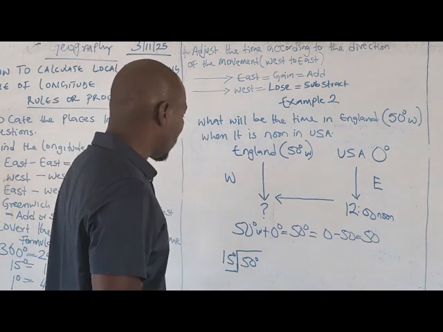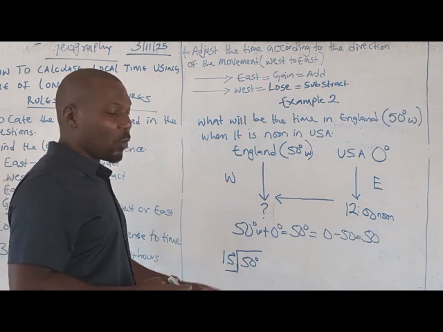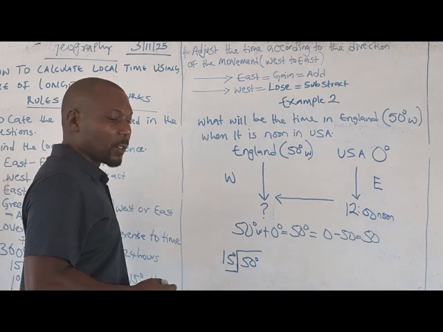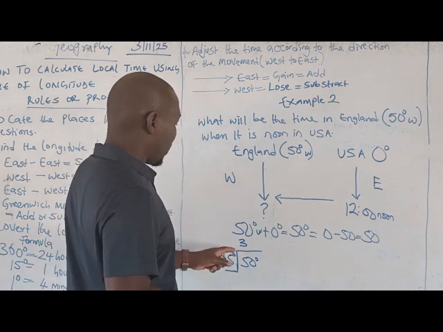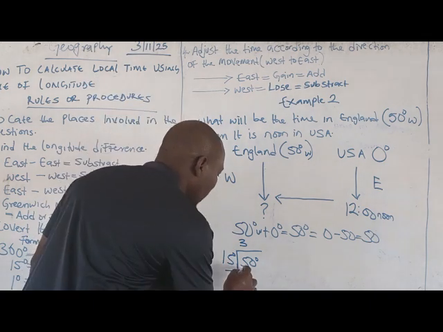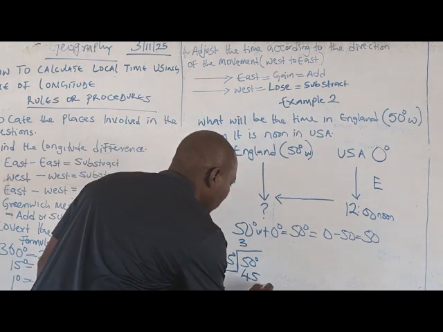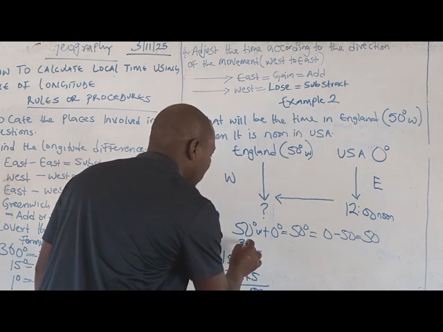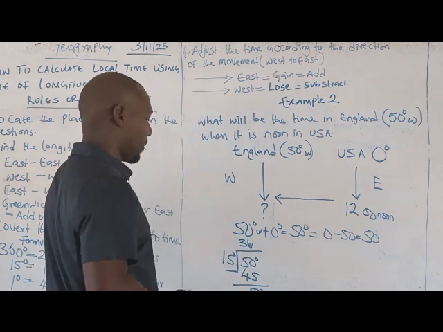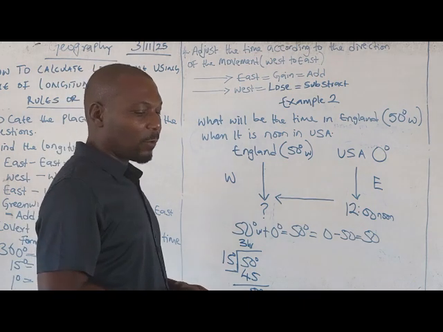15 goes into 50, we have 3. 3 multiplied by 15 is 45. So we have a remainder of what? 5 degrees. This is 3 hours. We have the remainder of 5 degrees.